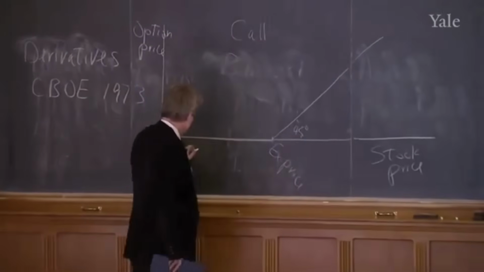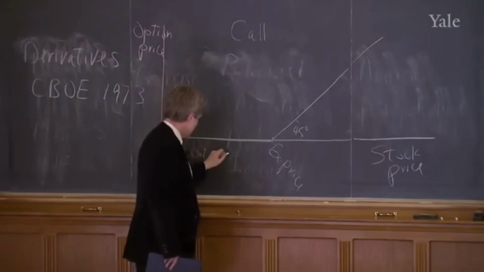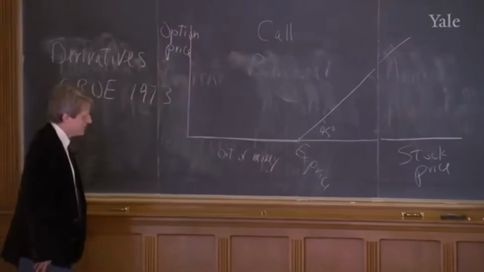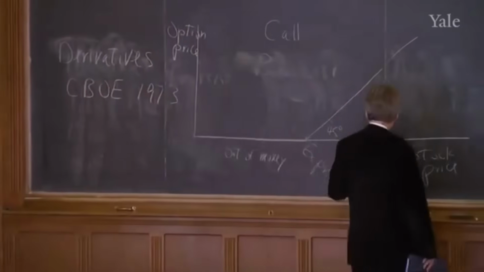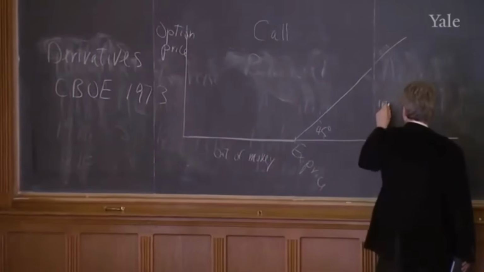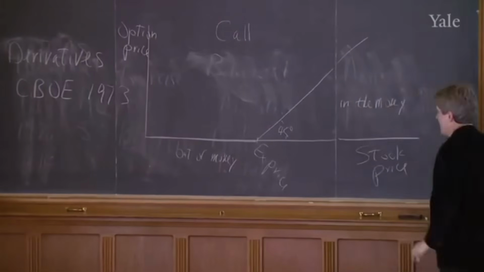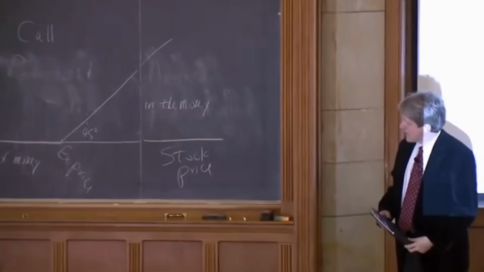So this region, we say, is out of the money. The option is out of the money when the stock price is less than the exercise price, for a call. Here, it's in the money. I'll put it up here, in the money. And then, on the exercise date, it will always equal the stock price minus the exercise price.